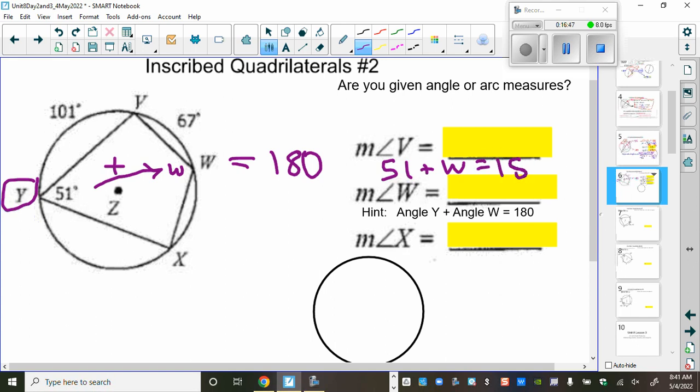Well, can we solve for W, given this information? Yes or no? Do you have enough information to get the angle for W? It should be as simple as, you have calculators? One number plus 51 gives us 180. That's all we need to know. You can tell us.